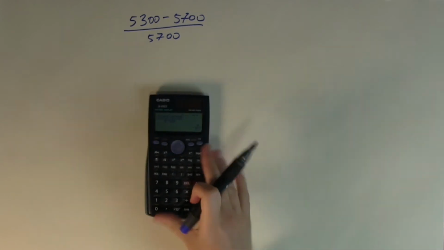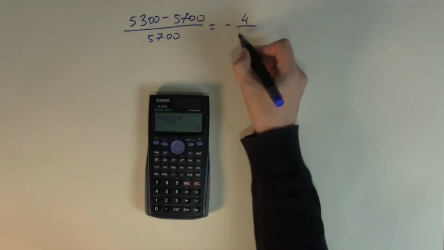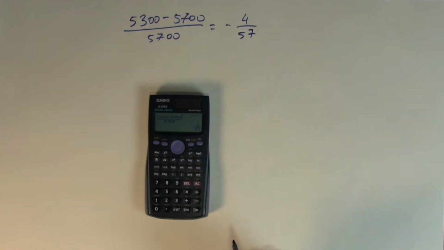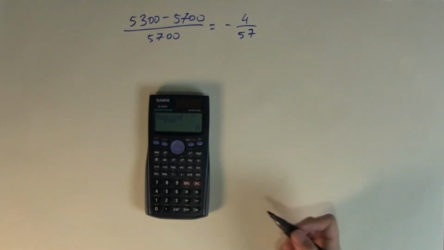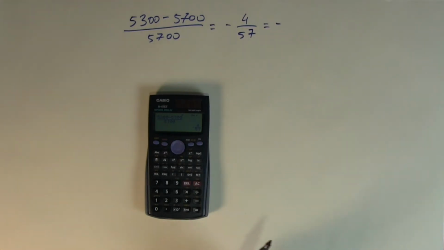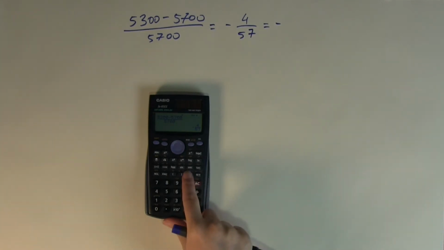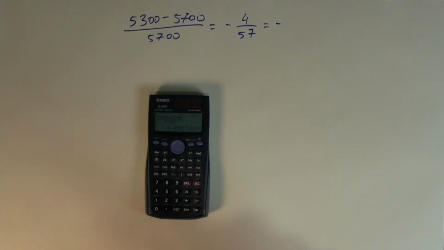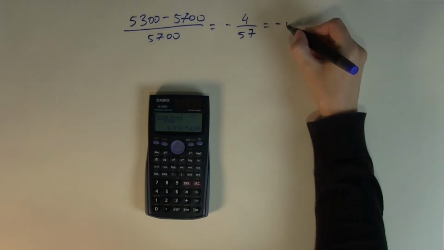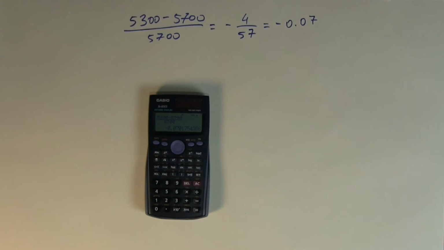Obviously, in mathematics, fractions are always more exact answers than decimal numbers, but in finance, in economics, in everyday life, fractions are not as useful. So if you wanted to calculate the decimal equivalent of this, you need to press the SD button. So this one is roughly equal to minus 0.07 to 2 decimal places.